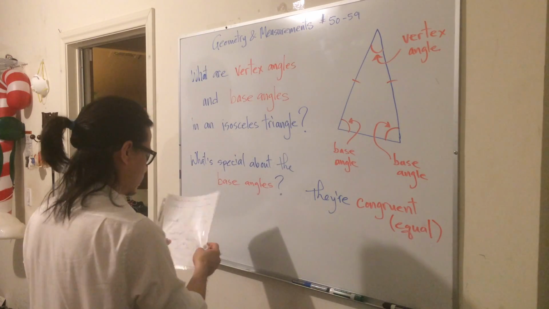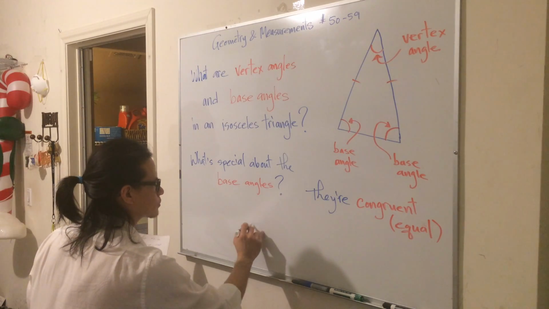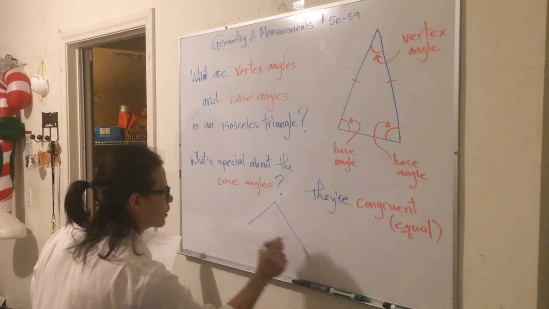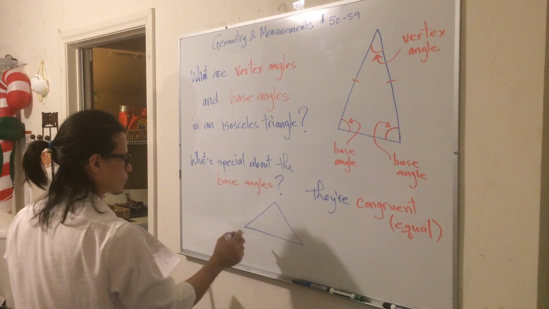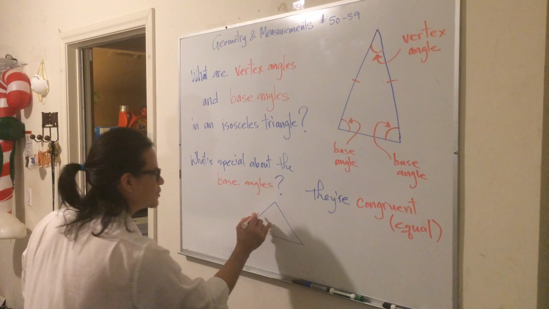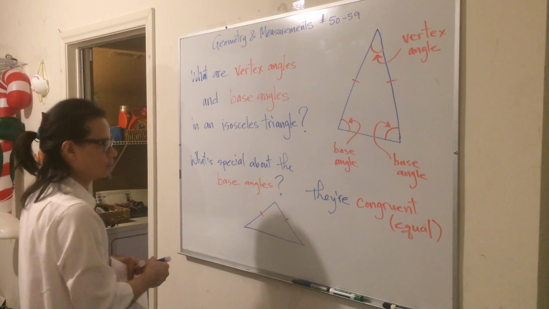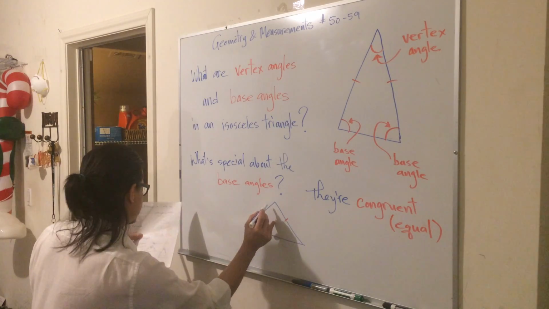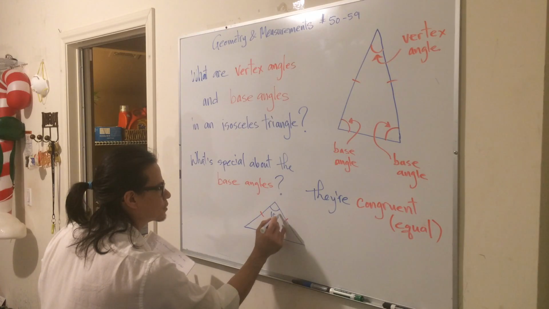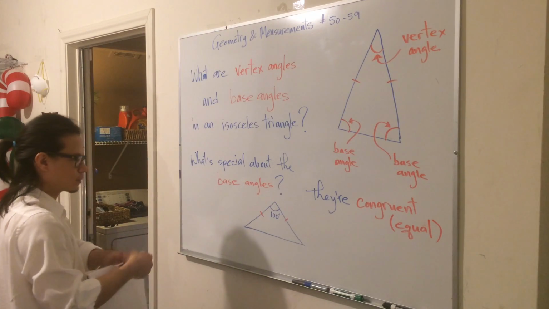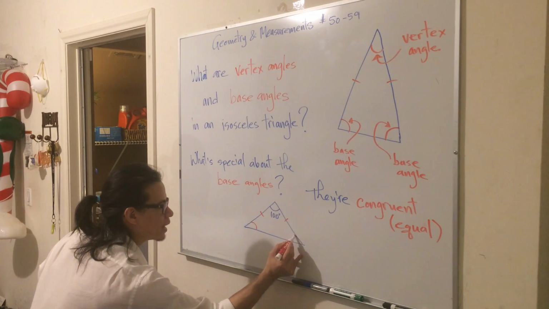There it is. So let's look at some examples here. Let's say here's an isosceles triangle, meaning that this side is the same as this side. Let's tell you that this angle here is 100 degrees. The question for you is, what would be the measure of the two base angles here?